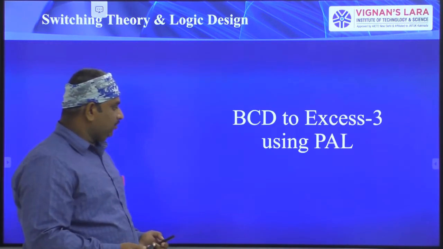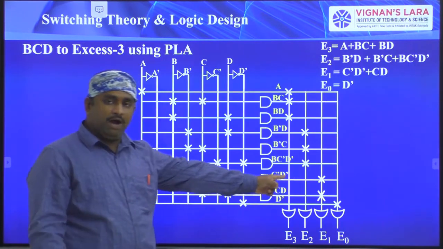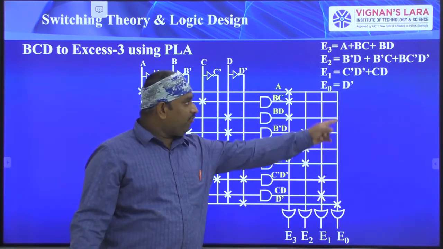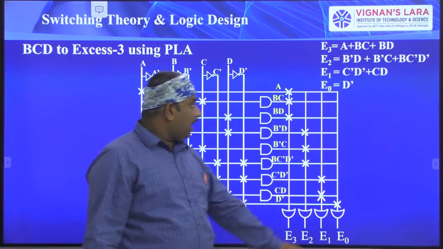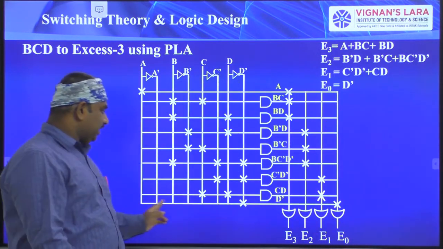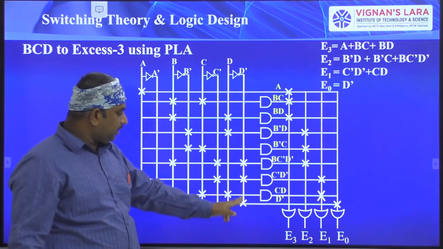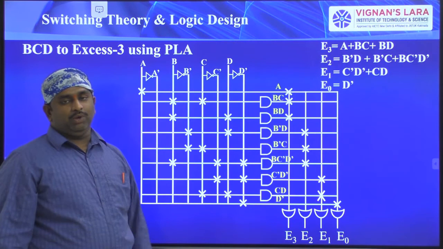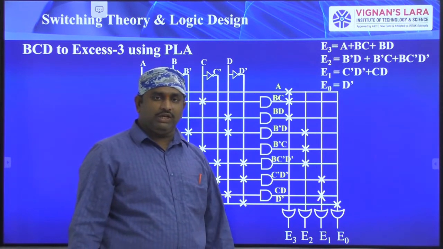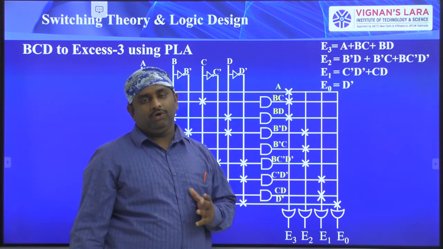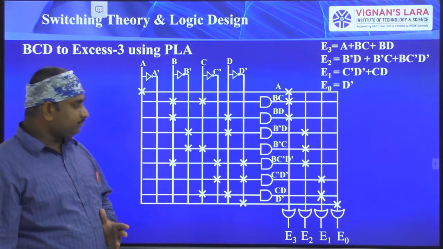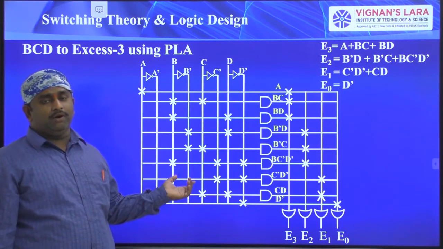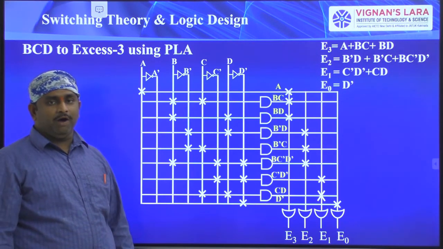So this is the connection we have made here, that is C bar, D bar and CD. These two connections are connected to this E1. So finally we have implemented the E1 function, and E0 is equal to D bar. This D bar is connected to this line. See here, D bar is connected through this cross line to E0. In this way we have implemented the BCD to XS3 converter by using a programmable logic array. This is the implementation part.